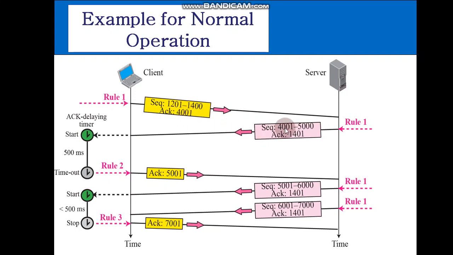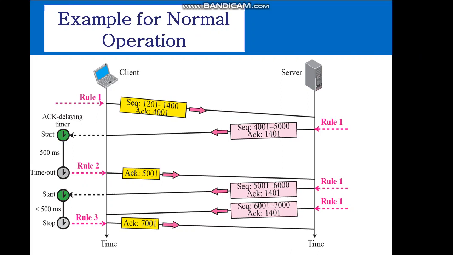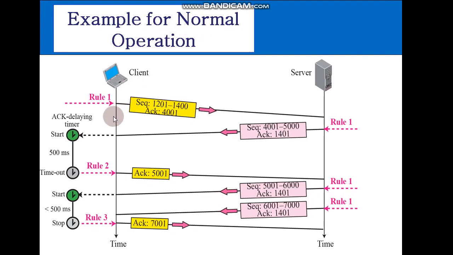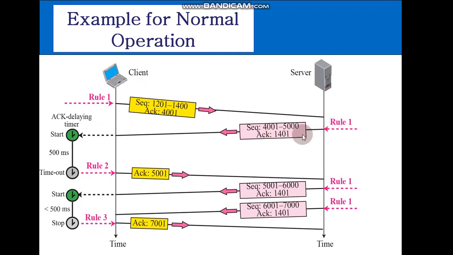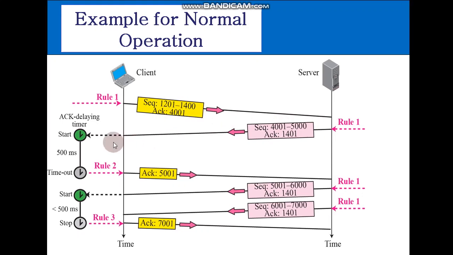So it will start with 4001 till the end of the segment, and then it will try to send this whole block to the client, and then it is acknowledging that 1400 till 1400 I have received. So the server is now expecting 1401 data to be sent by the client. So acknowledgement is sent for the next data to be sent by the client, and the sequence number from 4001, which was expected by the client, till 5000 is sent by the server to the client.